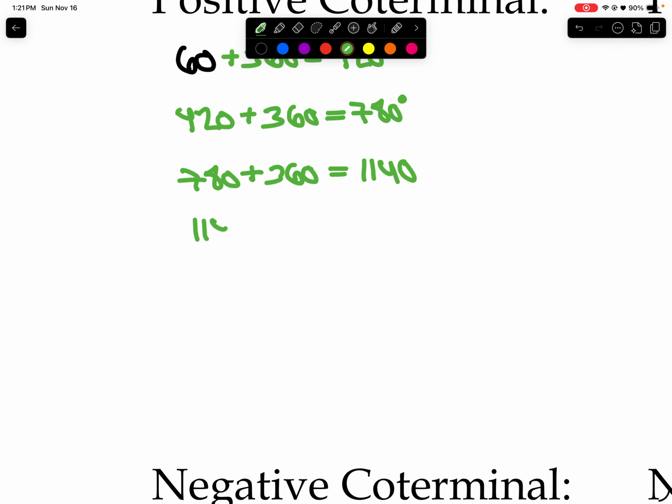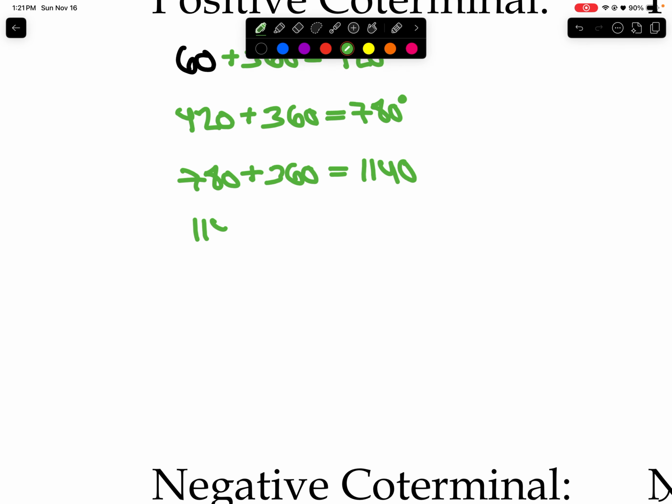Okay, now for the negative coterminal, instead of adding 360, we're going to subtract 360. When I subtract, that's going to give you negative 300 degrees. And then we want to keep going. Negative 300 minus 360 gives you negative 660 degrees. Once again, you can keep going, but I'll just stop there.